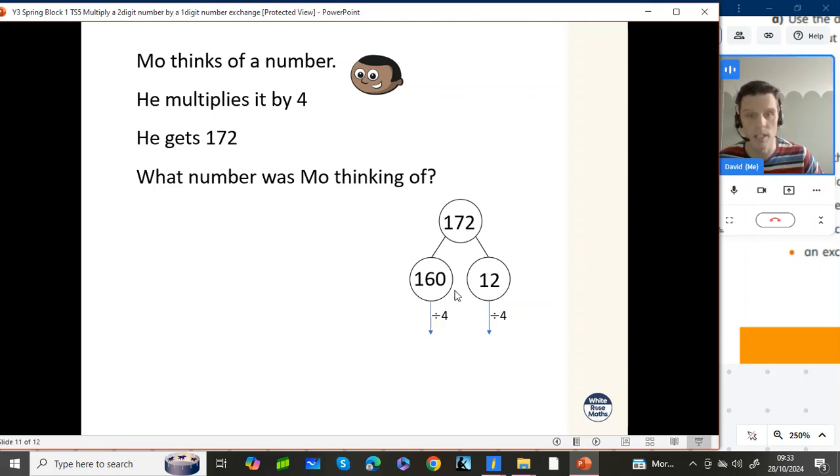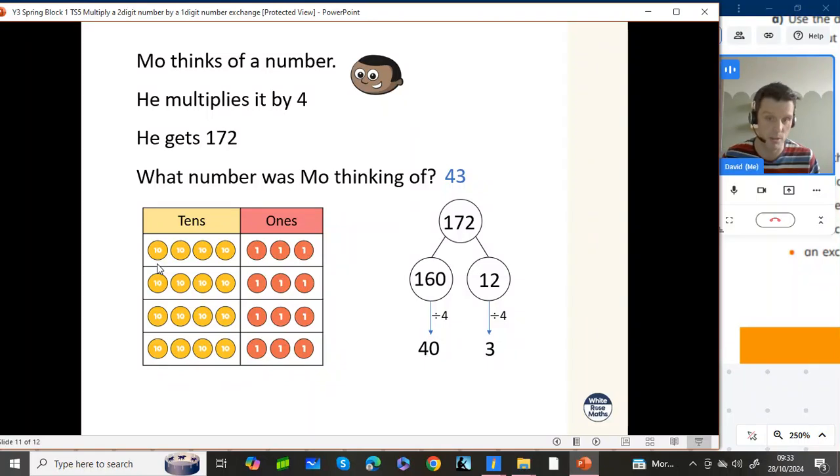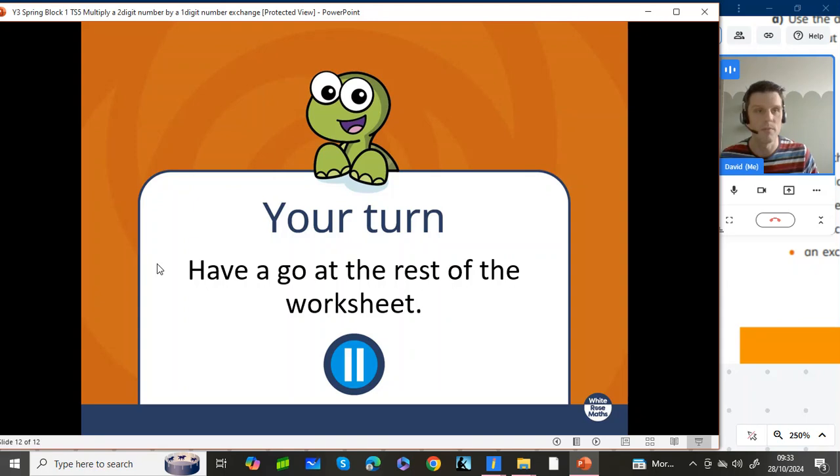So what we're going to do is divide 160 by 4, which gives us 40. And we divide 12 by 4, which gives us 3. And just like before, we add the two together and we get 43. Okay, so it's just to practice your division skills on this one. And that's that. So now it's time to have a go at the rest of the worksheet.